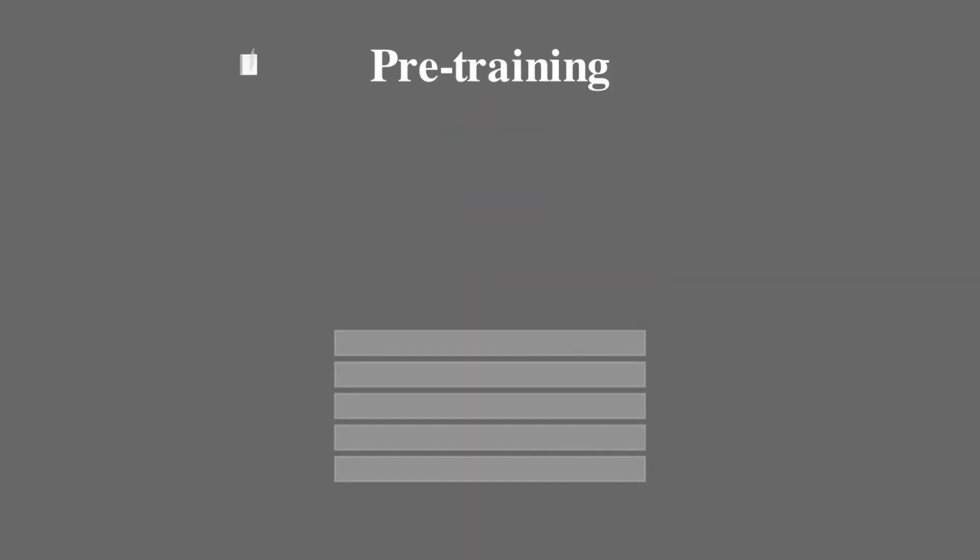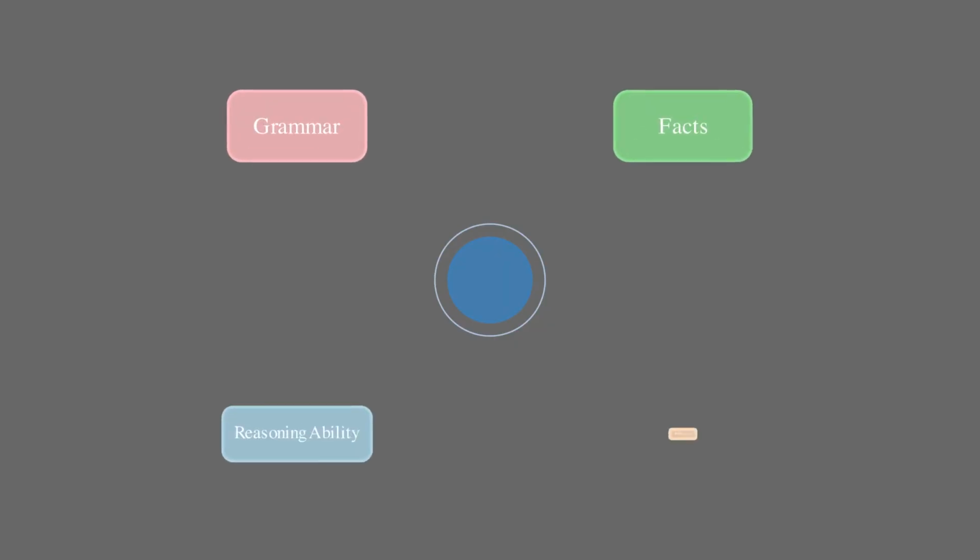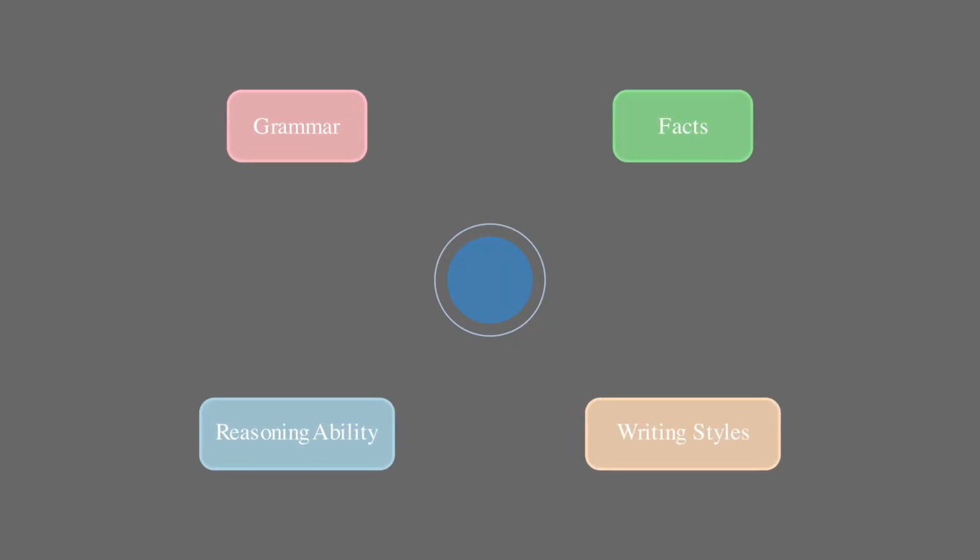Okay, we have the architecture, but how does it actually learn to generate text? The P in GPT stands for pre-trained. The model is first trained on a colossal dataset. Its main task here is simple: predict the next word in a sequence over and over. By doing this billions of times, it learns grammar, facts, reasoning abilities, and different writing styles implicitly.